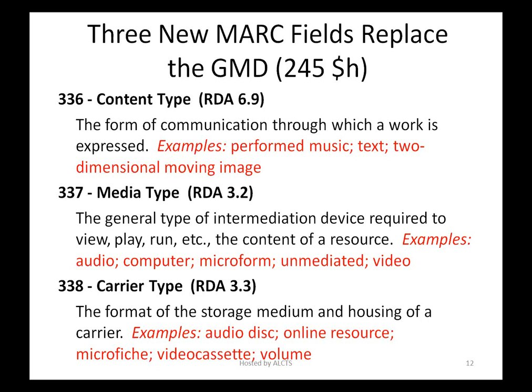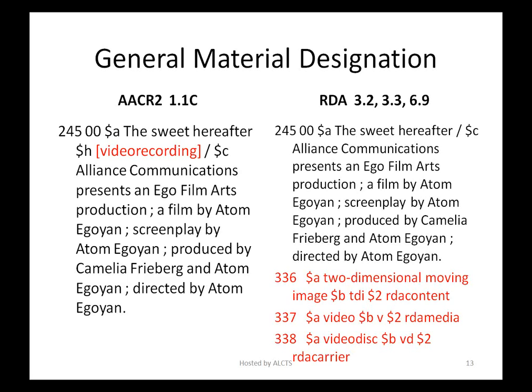So here's an example of the change, showing a video recording. On the left we have the title proper followed by the GMD video recording. On the right, no more GMD, but that's replaced by the three fields, 336, 337, and 338. And in this particular example, I've shown you recording both the term and the MARC code for it, as well as the subfield 2, which is used to show what vocabulary these terms came out of.